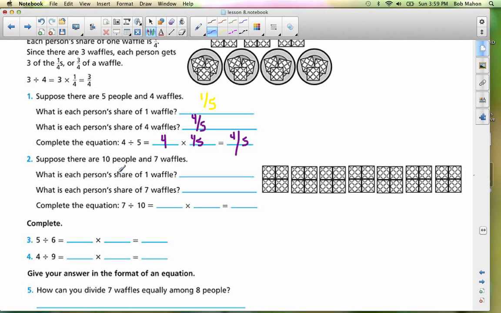Okay, so suppose there are 10 people and 7 waffles. What's each person's share of 1 waffle? If you only had 1 waffle and you had to share it between 10 people, you'd each get 1/10 of the waffle. So if there are 7 waffles and 10 people, you would get 7/10 of a waffle. So 7 divided by 10 is the same thing as saying 7 times 1/10, which is 7/10.